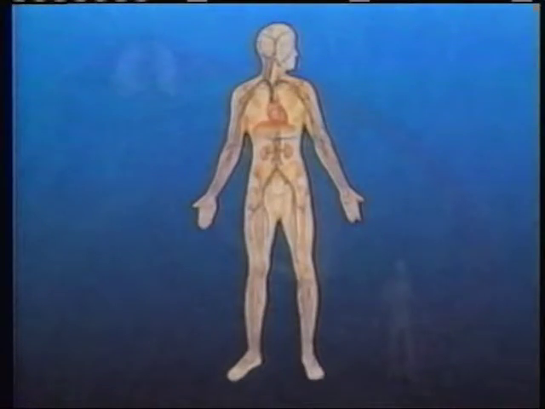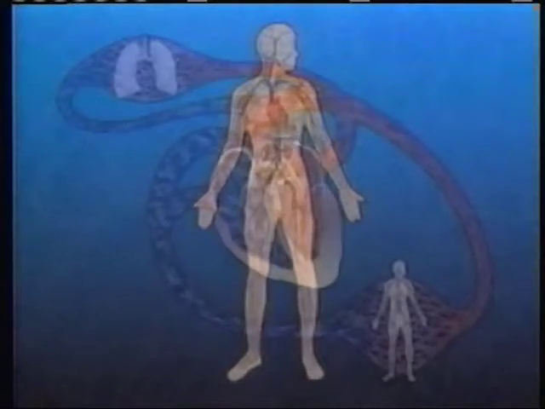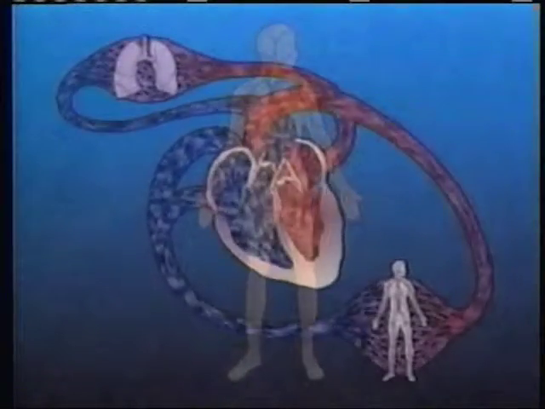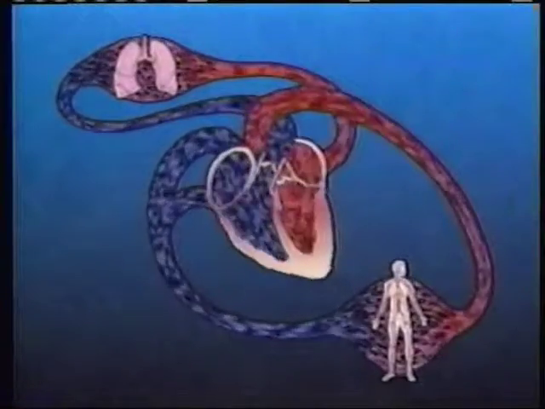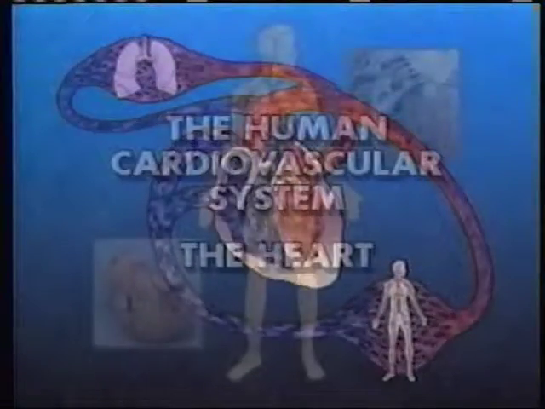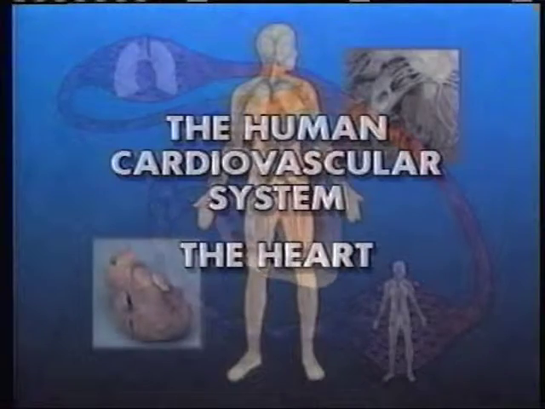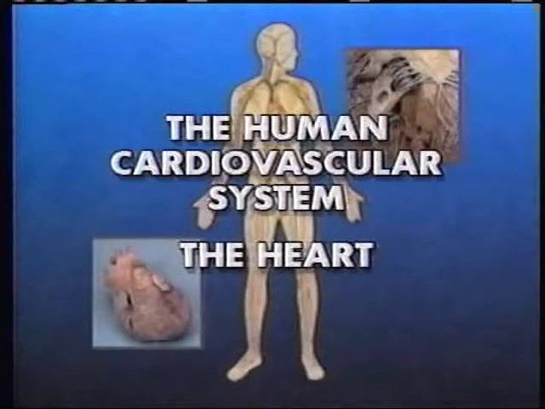In this presentation, we reviewed the major arteries and veins which form the pulmonary and systemic circuits of blood circulation and identified many of them on our specimens. The anatomy of the heart and the circulation of blood through the heart are described in the videotape, The Human Cardiovascular System, the Heart.